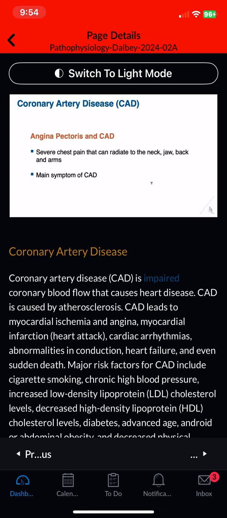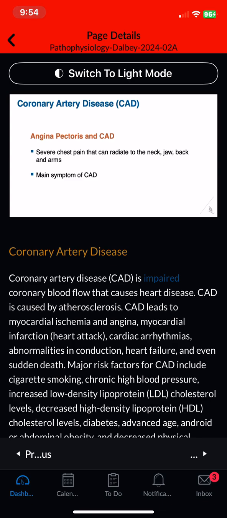Restricted blood flow to the myocardium can cause angina. Angina is severe chest pain that can radiate to the neck, jaw, back, and arms. It's caused by a decrease in blood flow to the coronary arteries that results in ischemia. And this ischemia is transient, and it does not cause the death of the myocardium. Episodes generally last between 15 seconds to 15 minutes for a patient.